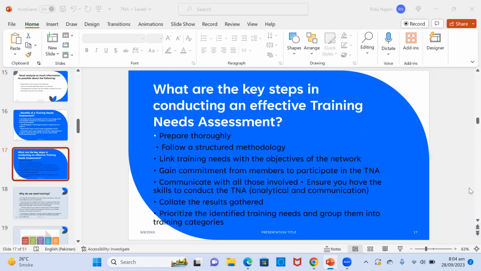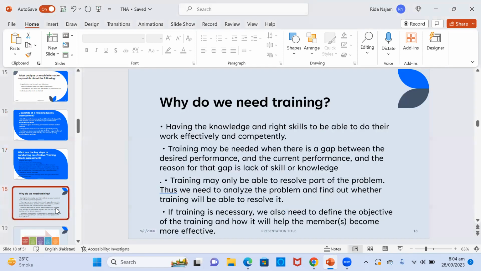Collate the results gathered, prioritize the identified training needs, and group them into training categories. Why do we need training? Firstly, to have the knowledge and right skills to be able to work effectively and competently.